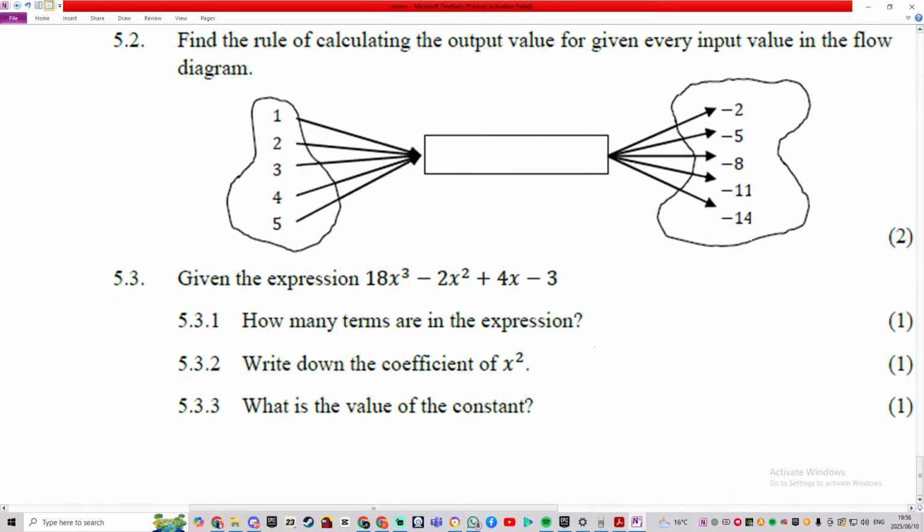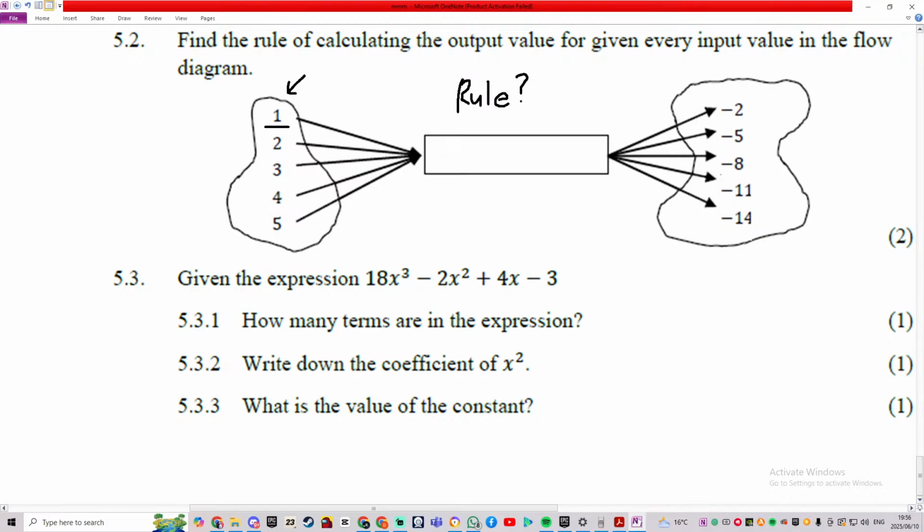Okay, find the rule for calculating the output value for every input value in the flow diagram. So this now is input. Now we need to find the rule. We don't know what the rule is. So the input is 1, and then I end up with minus 2. Then the input is 2, then I end up with minus 5. The input is 3, then I end up with minus 8.